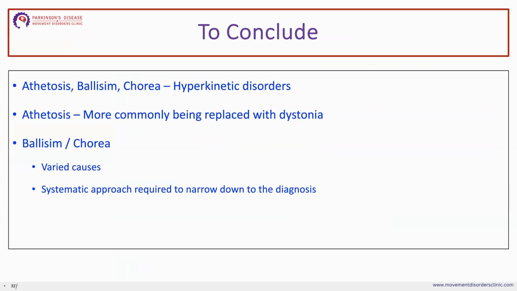So to conclude, what I can tell is athetosis, ballism, chorea, the ABCs, are the common hyperkinetic disorders. Athetosis is now more commonly being replaced with dystonia. Ballism and chorea have varied causes. A systematic approach is required to narrow down to the diagnosis.